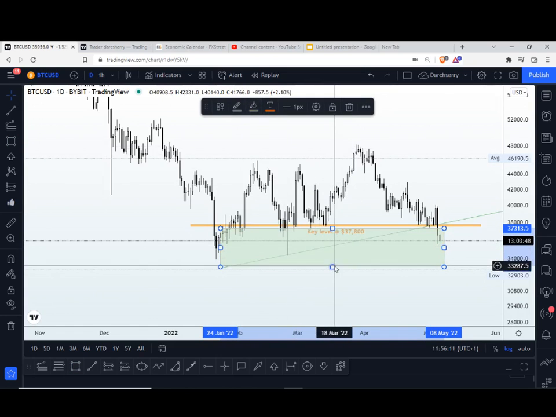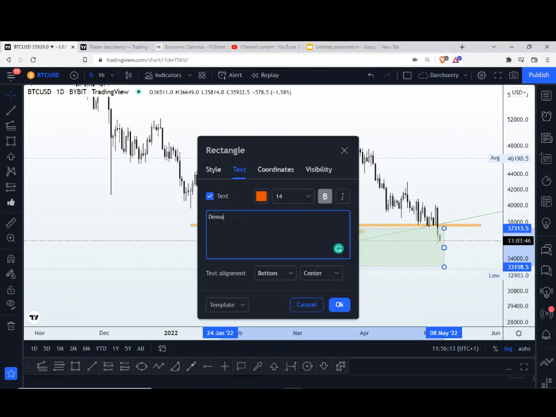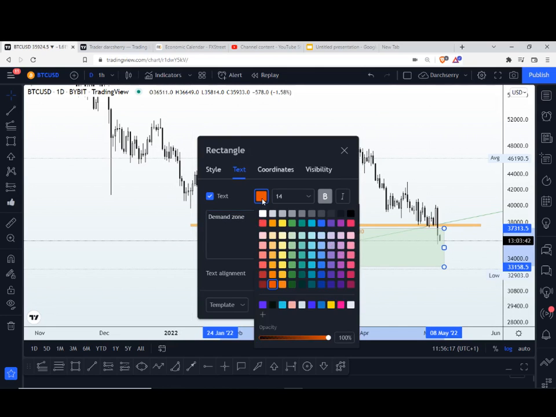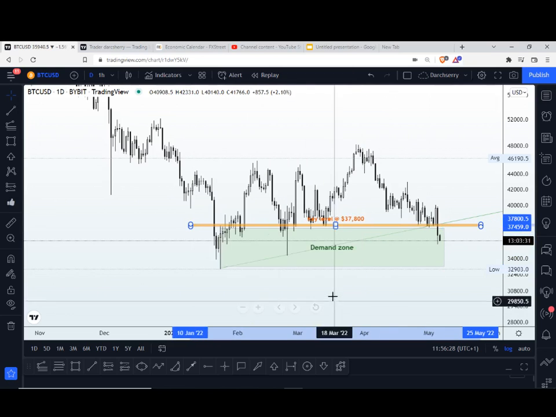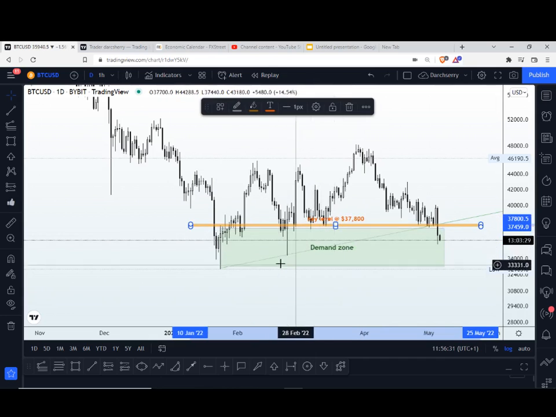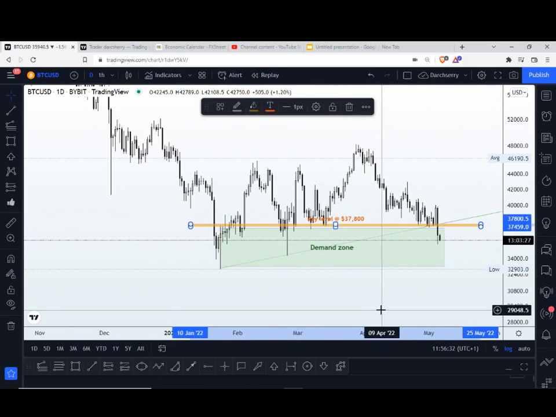Hold on a second. We have a demand zone around this area. Let's place it right inside. I think, okay, let's put this at the top. It's obstructing. So we have a key level at 37,800. We have a demand zone right in between this place.